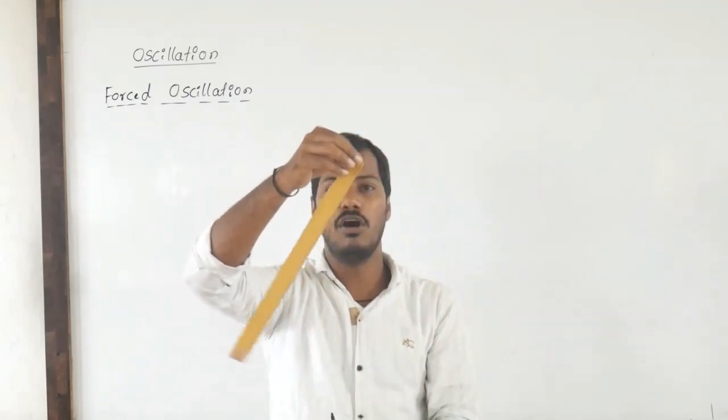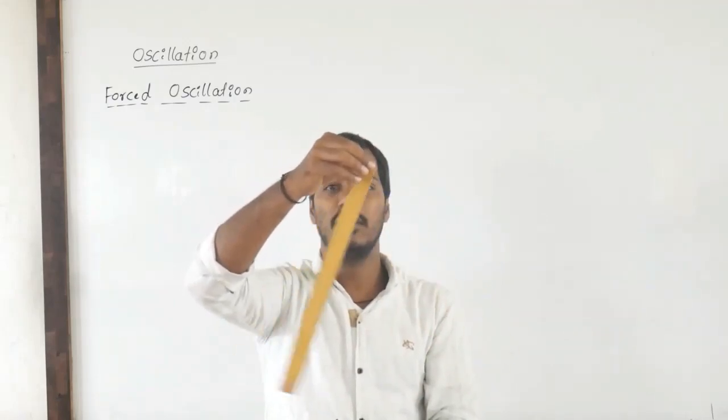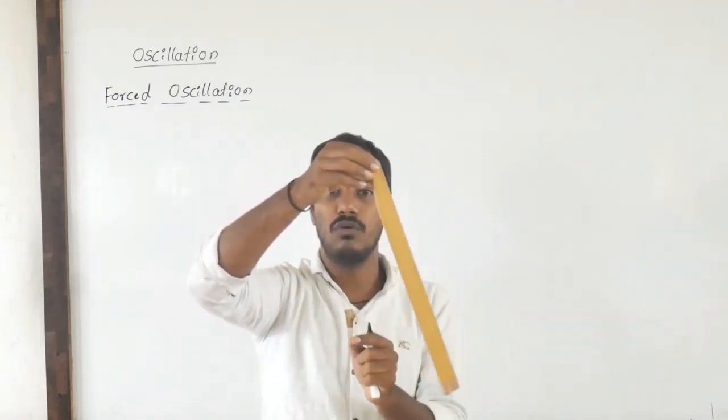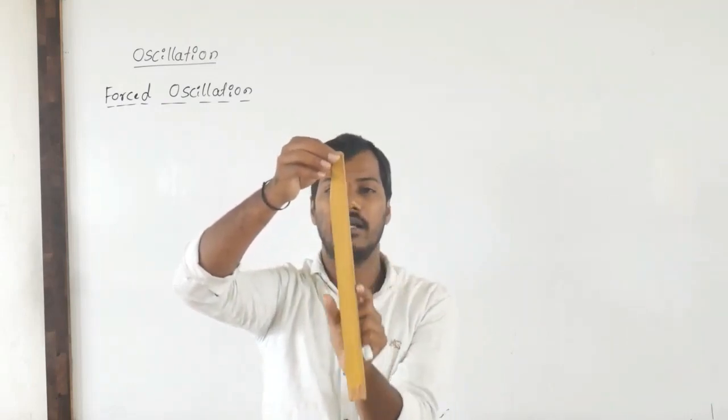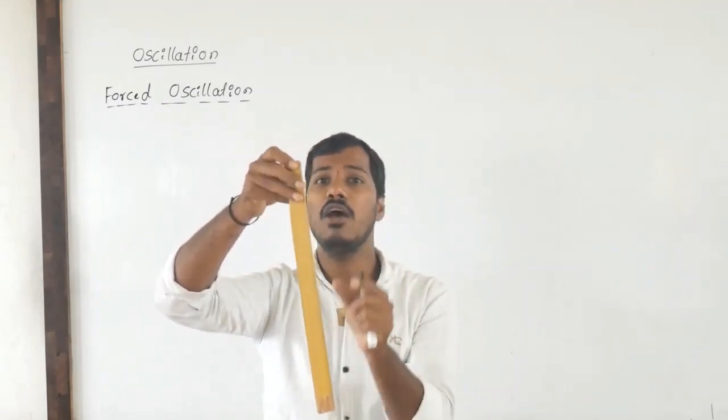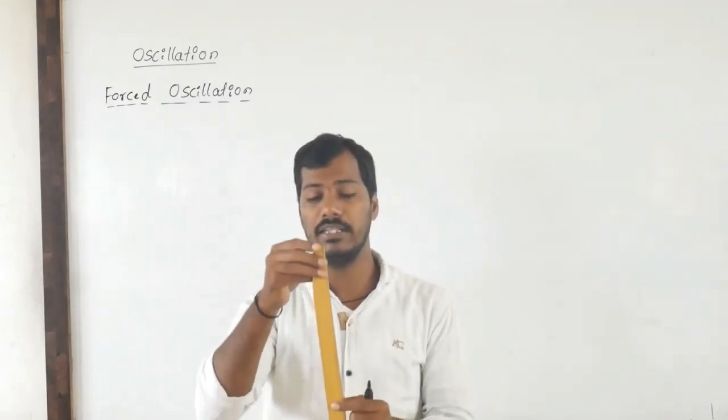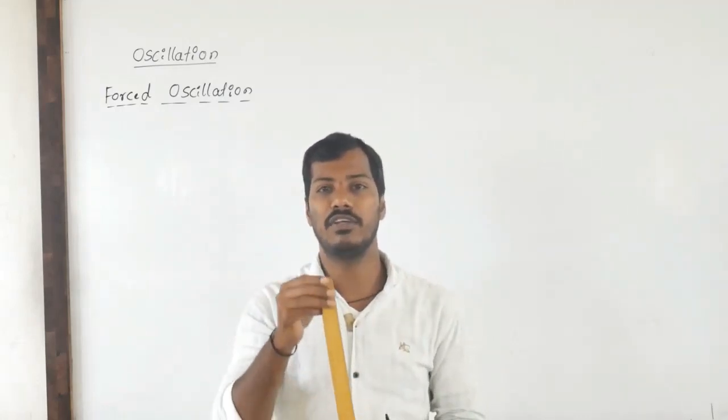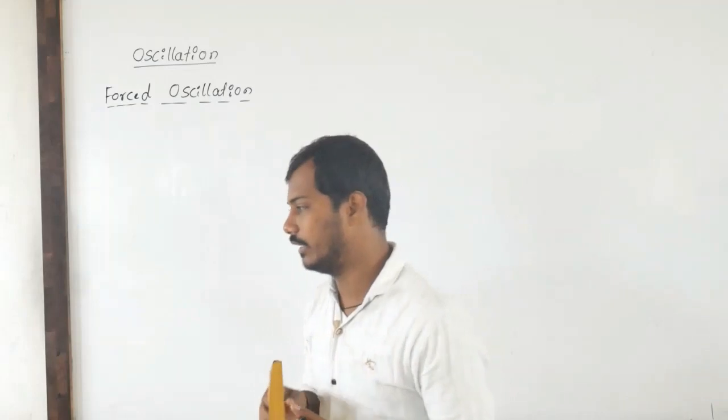It is continuously oscillating like this. Oscillating continuously. Now this particle starts to oscillate with its own frequency, and that is called the natural frequency.